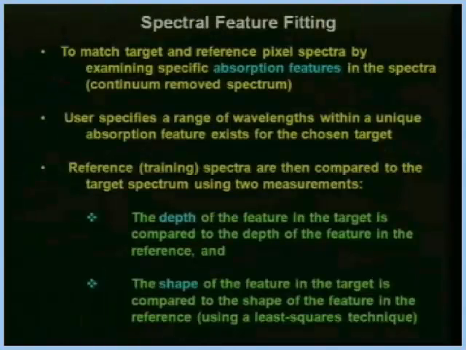The other most widely used technique is spectral feature fitting, which matches the reference spectra by examining specific absorption features in the spectra. In fact, the matching with the pixel spectra is done by performing a continuum removal. I will come back to this continuum removal a little later. For doing the spectral feature fitting, the user specifies a range of wavelengths within a unique absorption feature that exists for the chosen target.